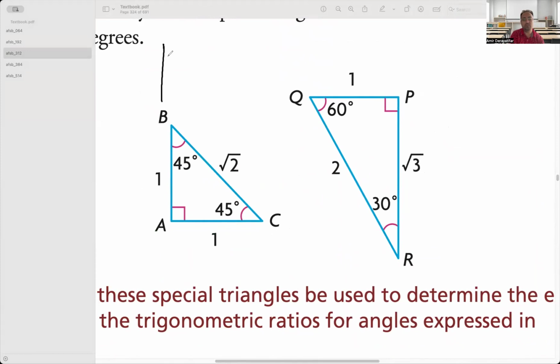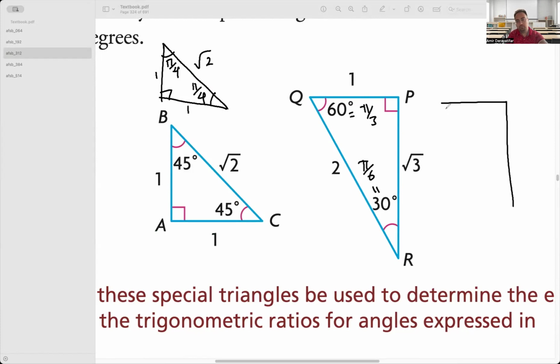So 45 degrees. The 45, 45 triangle would look like pi over 4 radian, pi over 4 radian, and that would be 1, 1, root 2. For 60 degrees, which equals pi over 3, and 30 degrees equals pi over 6. So therefore, the triangle will look like this.